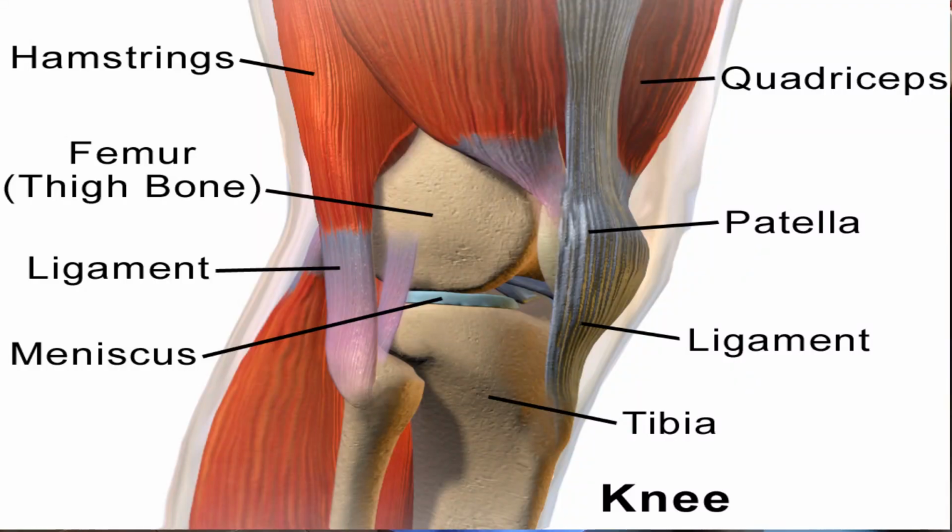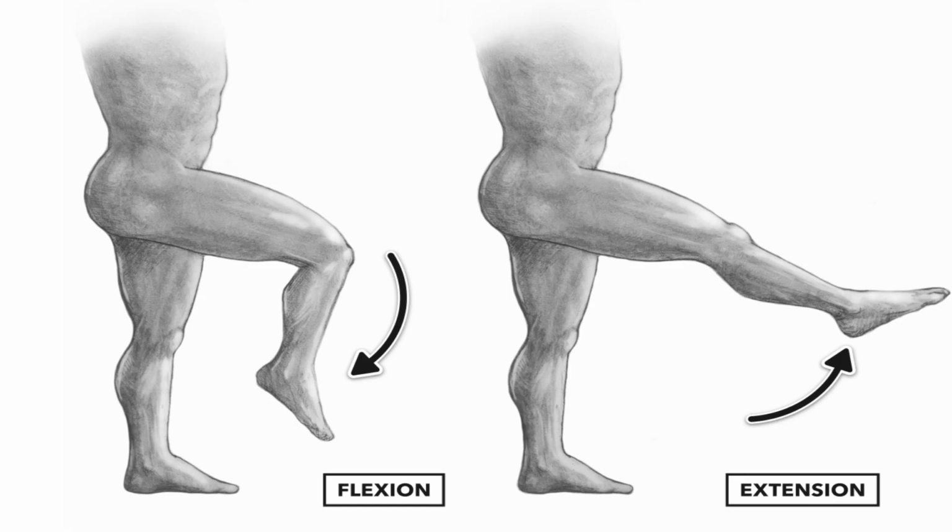The knee joint consists of the end of the femur bone connecting with the top of the tibia and fibula. The two main actions that happen at a knee joint are flexion and extension. Flexion is a movement that reduces the angle between two bones at a joint, and extension is the movement that increases the angle between two bones at the joint.